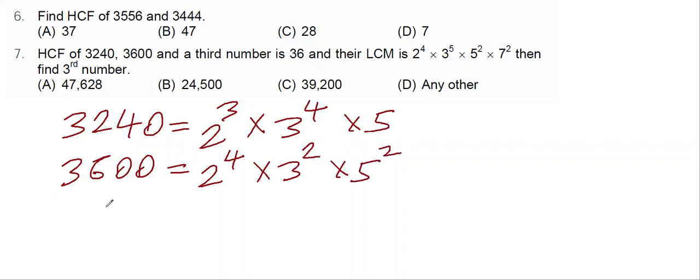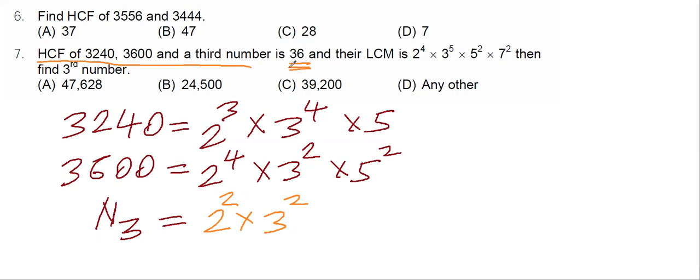Okay, I want to find the third number, that is N3. Then what it says, HCF of this and this is 36. So when HCF of this is 36, I am sure here 36 will come. So I will write here 2 square, and here also I will write 3 square. 6 6s are 36. Why I wrote 2 square and 3 square? Because HCF of these three numbers is 36.